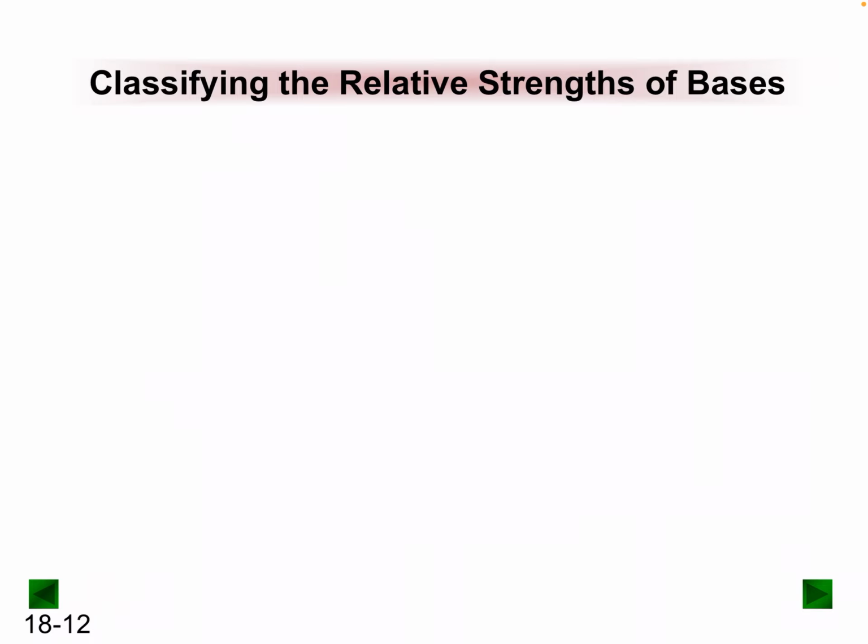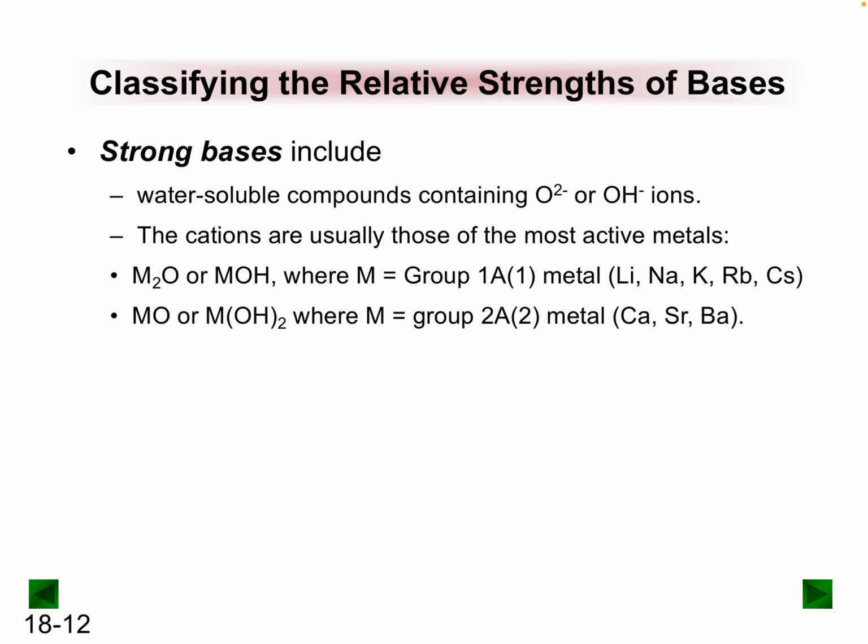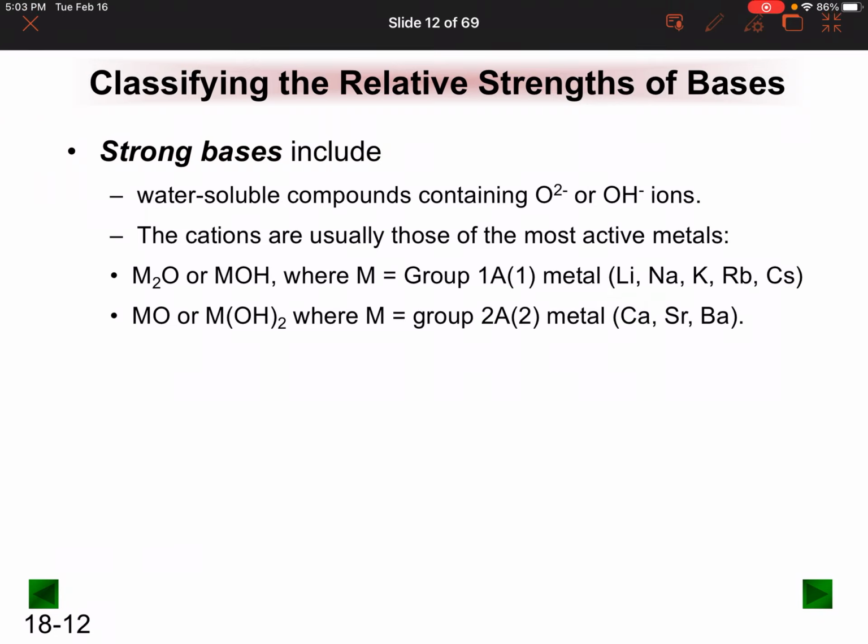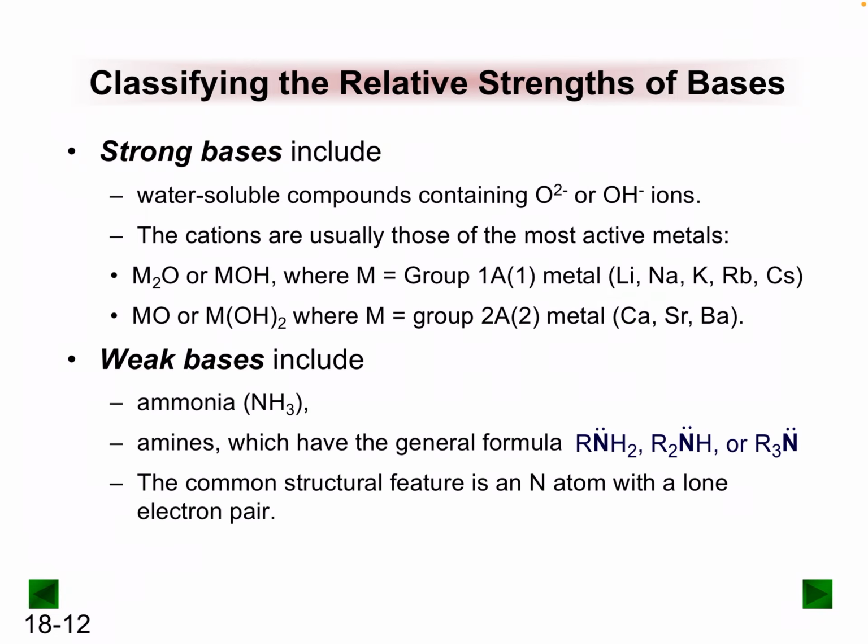Now let's look at some bases. So we learned about the acids, and now let's look at some relative strengths of bases. So bases also, we have strong bases and weak bases. So now what are strong bases? Water soluble compounds containing O2 minus or hydroxide ions are considered strong bases. Hydroxides, for example sodium hydroxide, potassium hydroxide, calcium hydroxide, those are all strong bases.